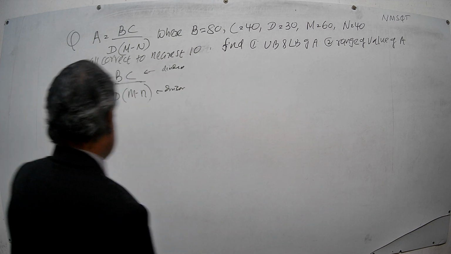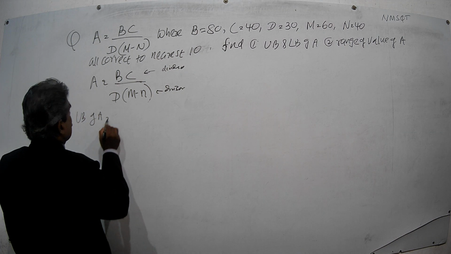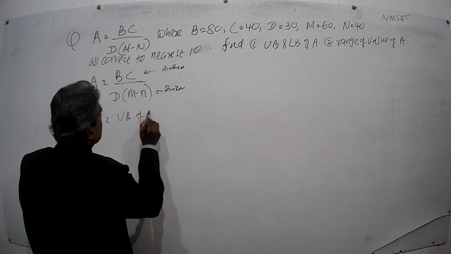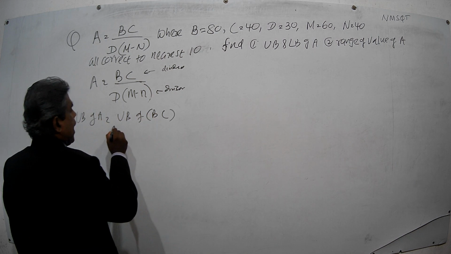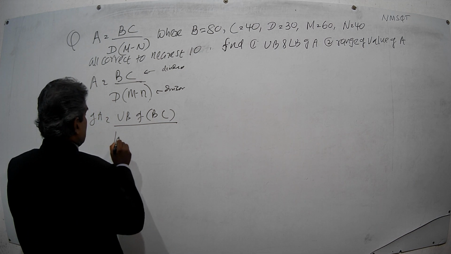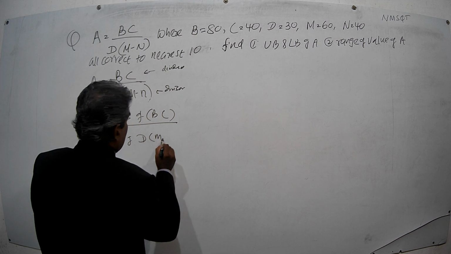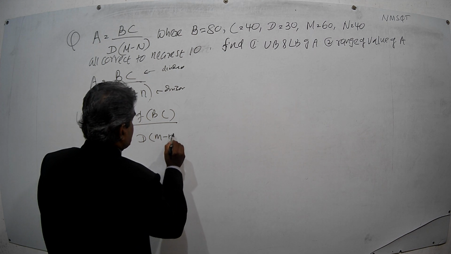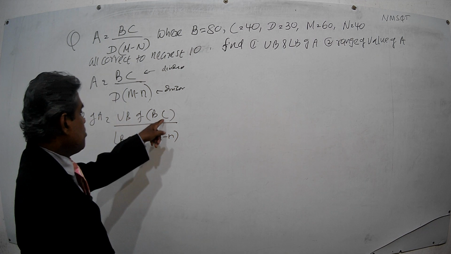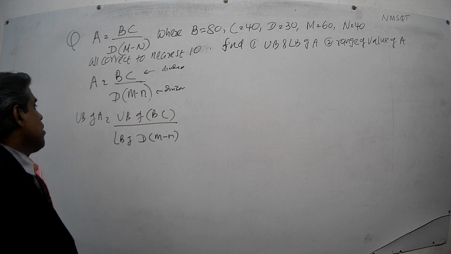Then we will write it first. Upper bound of A equals upper bound of BC divided by lower bound of D times M minus N. That is, you find the upper bound of the top value and the lower bound of the bottom value and divide. That is how you find the upper bound of A.